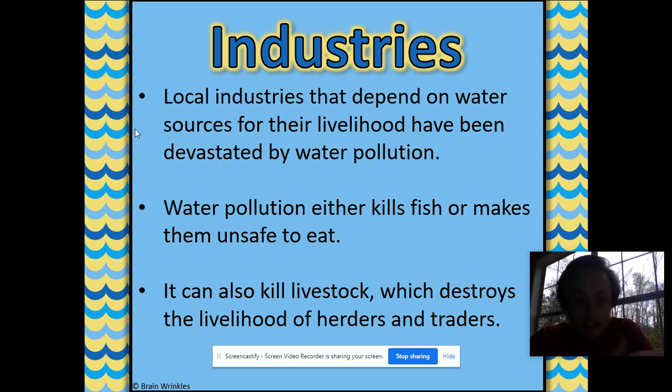The fish and the livestock get diseases, so that makes them unable to be eaten, because then if the people eat them, they are going to get sick. So that not only kind of ramps up the starvation for the people, but also think about the people who do this for a living. People who herd livestock for a living, people who trade livestock for a living. They can't do that now because the animals are getting sick and dying.